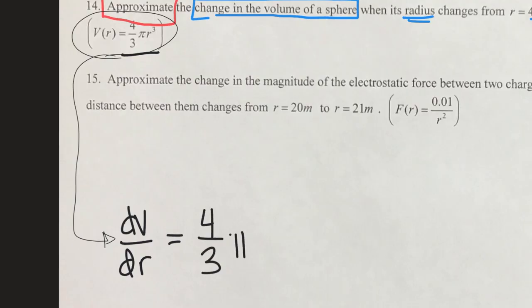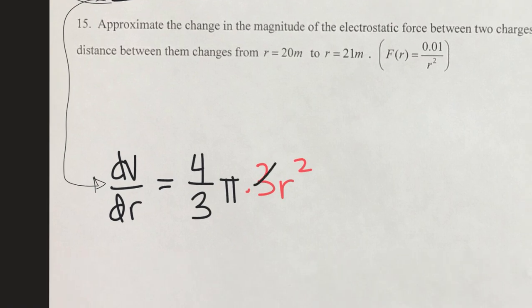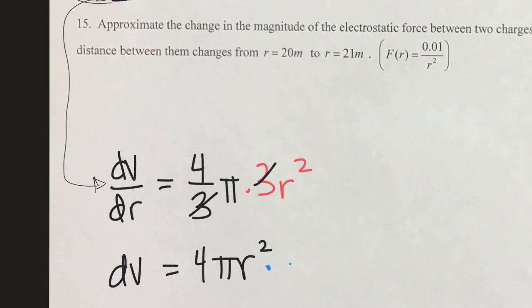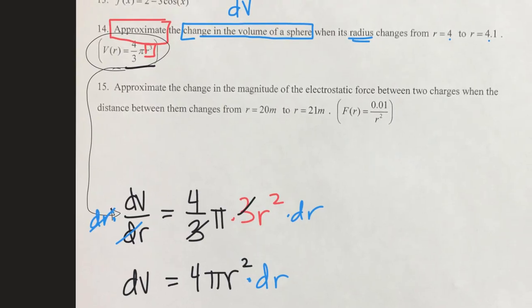Right, so there's your constant, 4/3 pi. What's the derivative of r cubed? 3r squared. Right, so this can of course be simplified. 3 divided by 3 is 1. So dV equals 4 pi r squared times dr. If I multiply both sides by dr, I can isolate dV, and that's what I'm asked to do. What is the change in volume of the sphere?